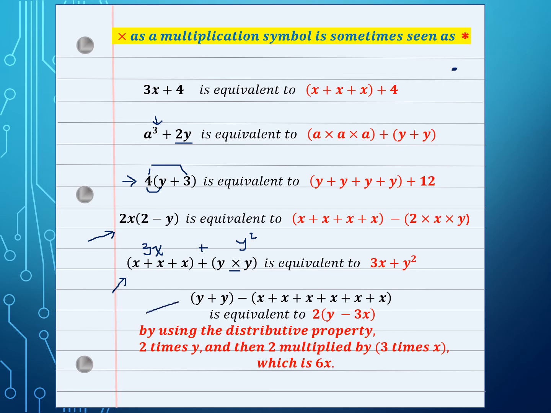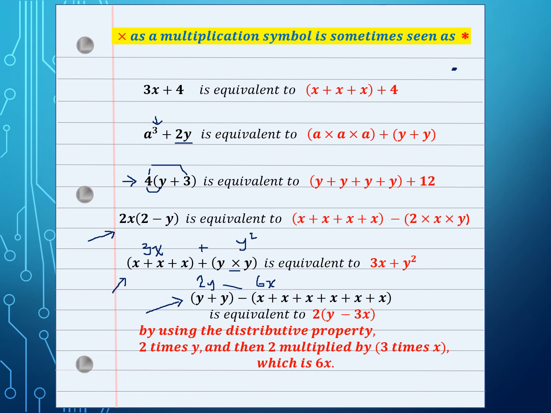Alright, let's look at the last one. y plus y. How many y's? 2. 2y, that is. Minus, I have x plus x plus x plus x plus x plus x. How many is that? That's 6. And then I have the variable x. 6 times the variable x.